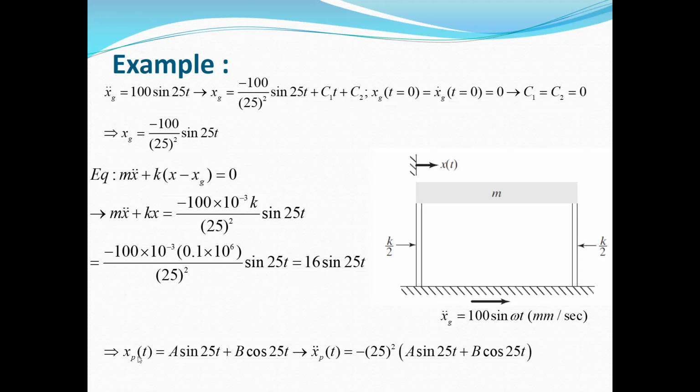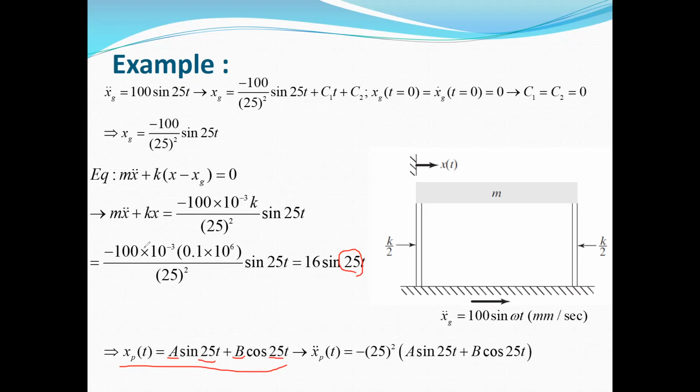So as I told you, you can consider that xp, or the particular response, is equal to the combination of sine and cosine function with the frequency of 25, because the frequency of the non-homogeneous term is 25. So we can assume that the particular response will have the same frequency. So xp(t) is equal to a sine 25t plus b cosine 25t, where these two constants will be obtained from substituting into the main equation.